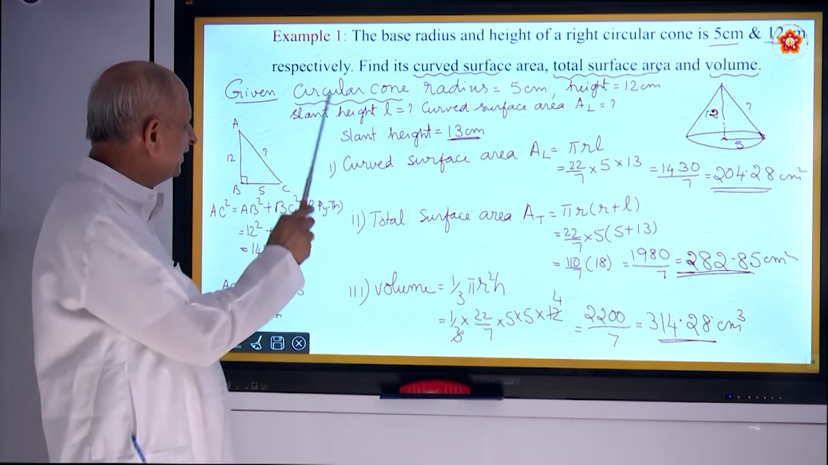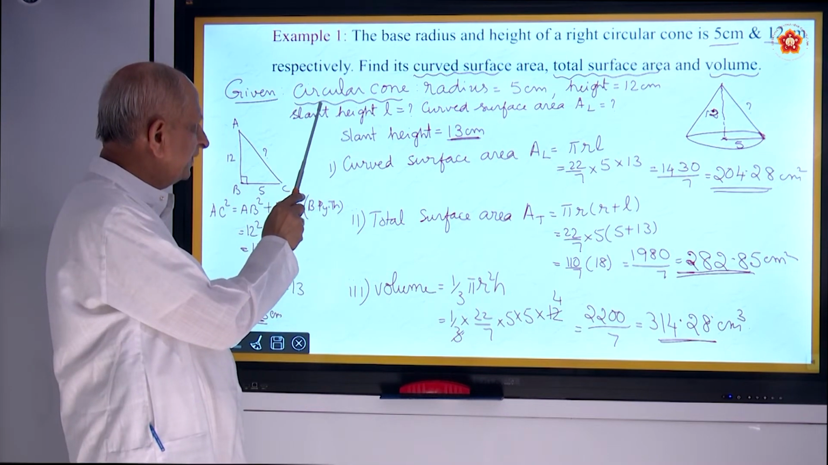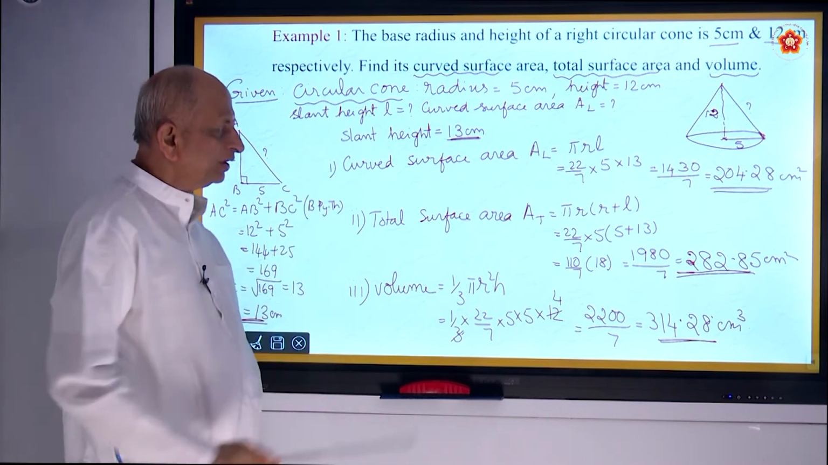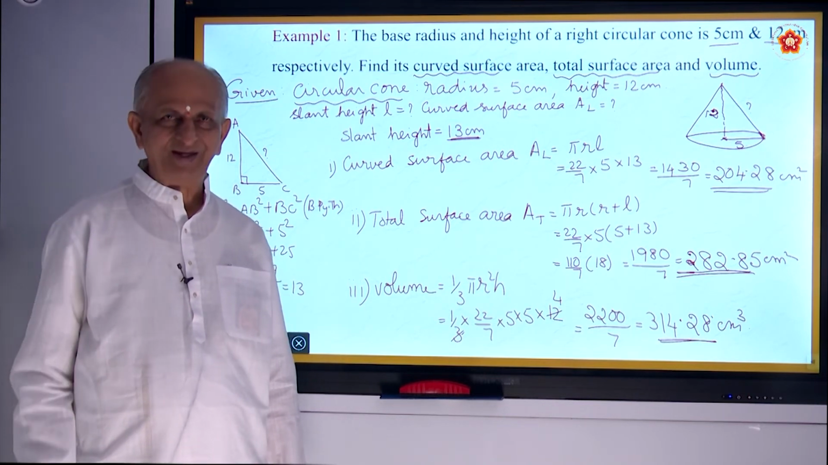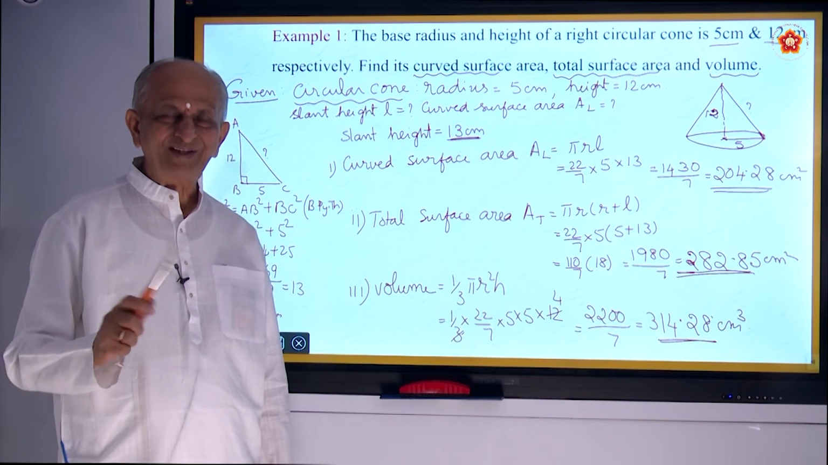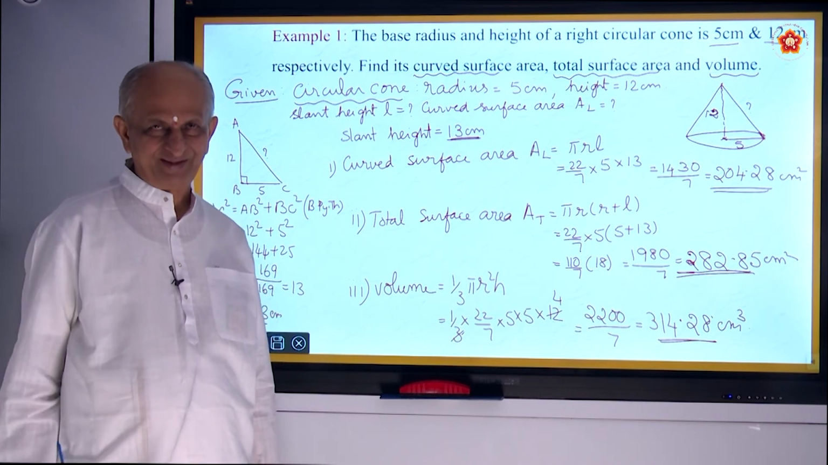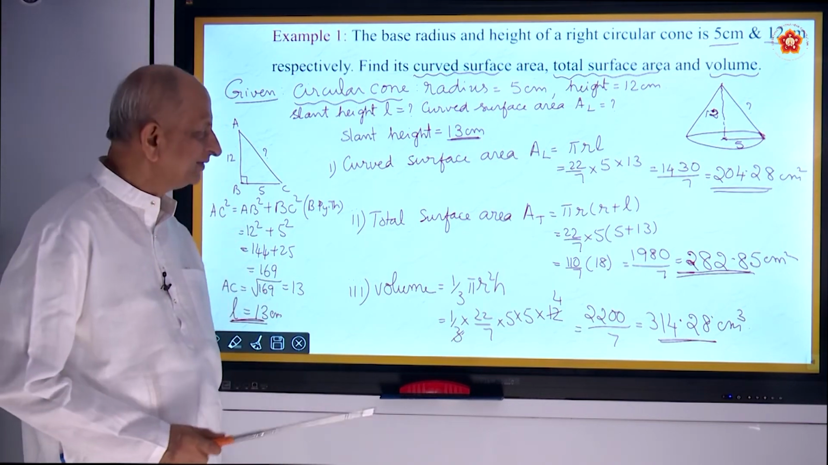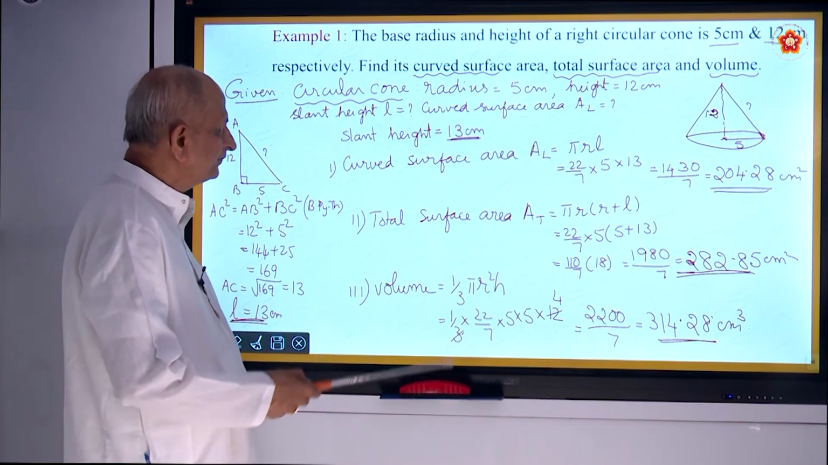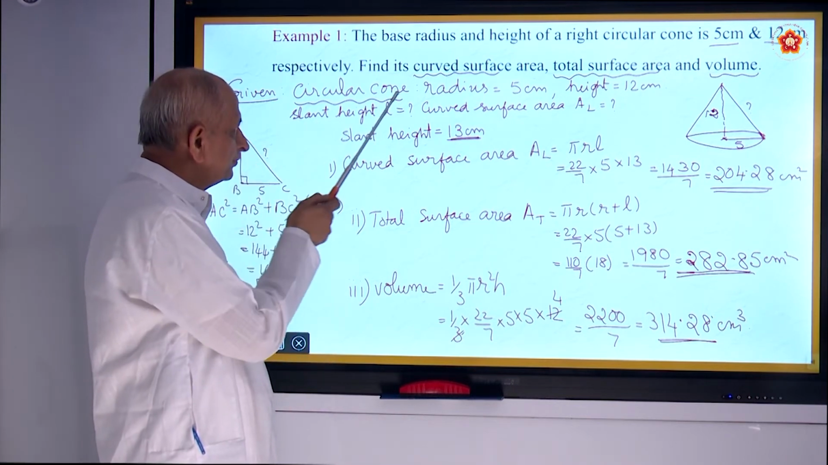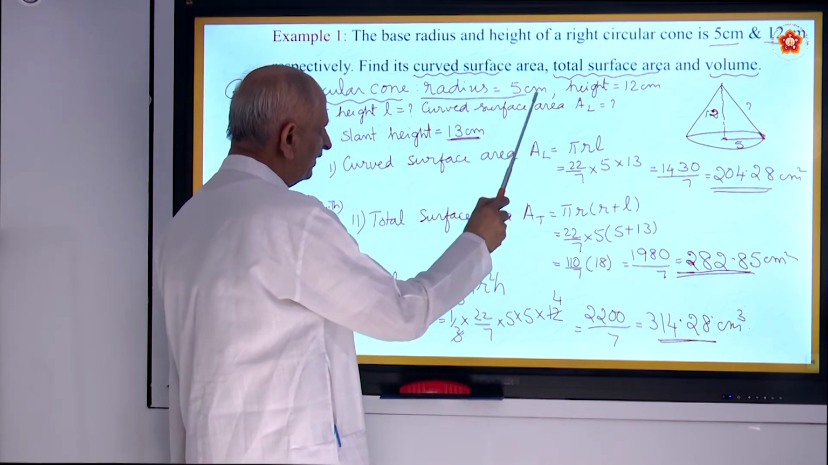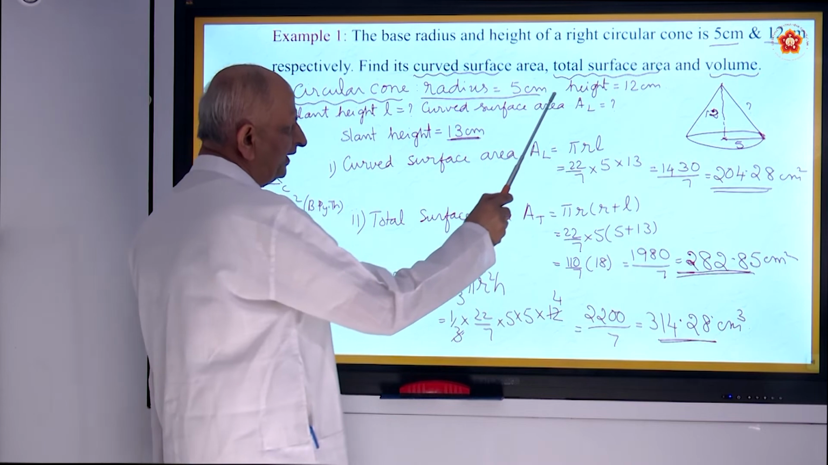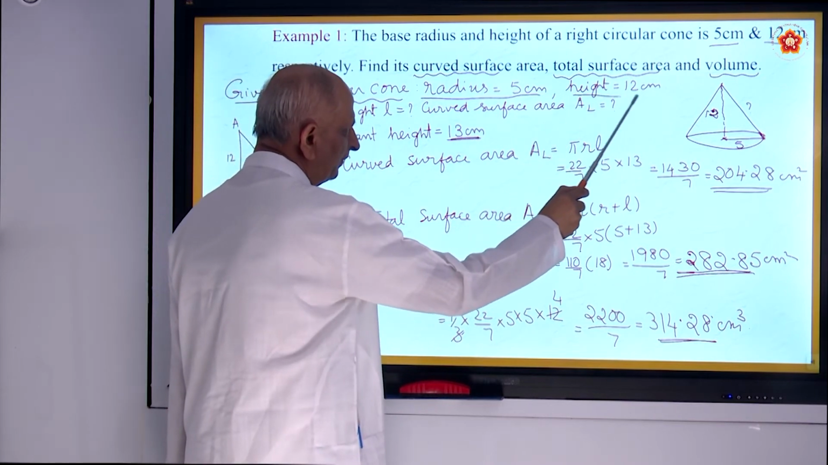So let us first write down what is given. You are given that it is a circular cone. In the last class we have studied about cylinder. This cone and cylinder have some relation regarding volume, correct? We will tell that later. Now radius is given to be 5 centimeters. So write down all the details given. And height is given to be 12 centimeters.